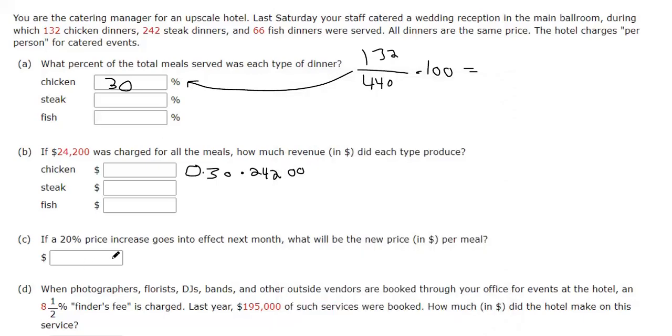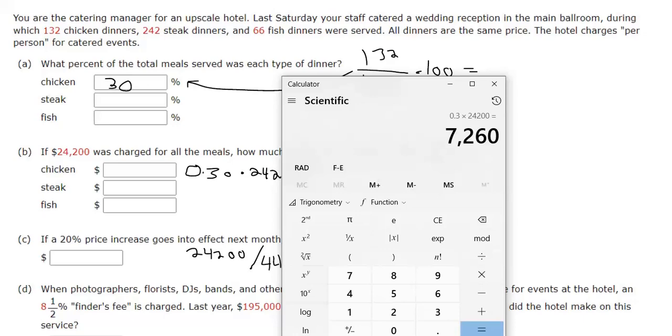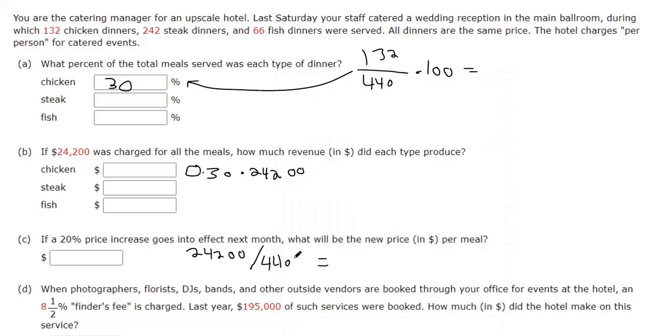If a 20% price increase goes into effect next month, what will be the new price per meal? So right now, this is the total revenue. We don't have the price per meal, but we can get it real quick. Take the total amount of money they brought in and divide it by the number of meals. And this is their old price per meal. So 24,200 divided by the 440 meals, that means they were charging $55 per meal. If they do a 20% increase, then we just have to take $55 and increase it by 20% of itself.